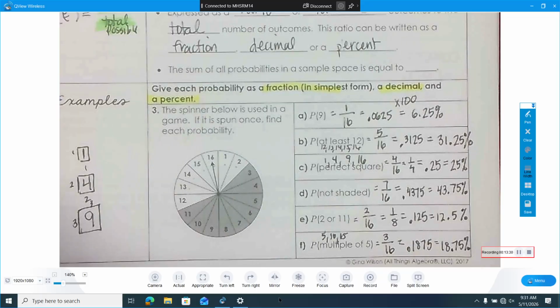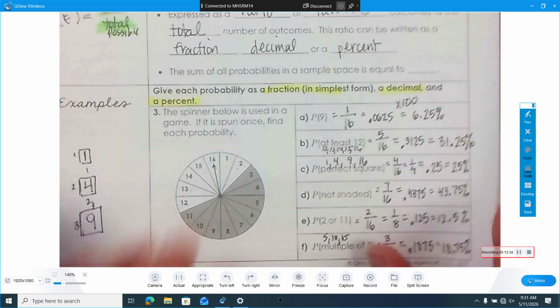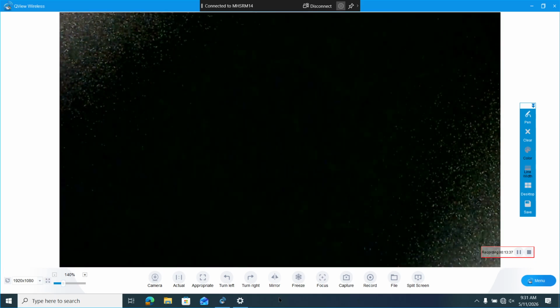So making sure you read the directions, we want to write things as a fraction, decimal, and a percent, which turns out to be pretty easy with calculators. Thank God for calculators, right? All right, so turn the page. Probability, super nice.